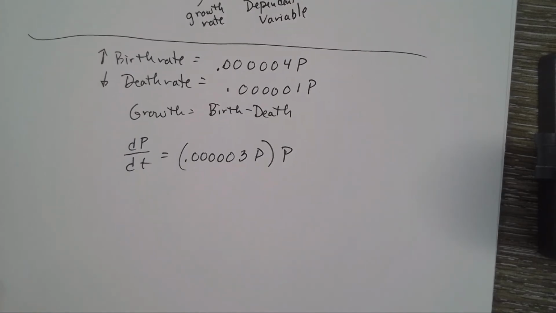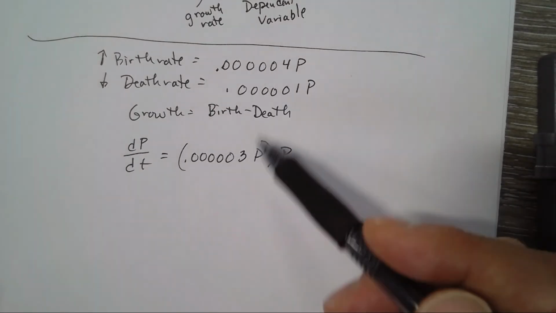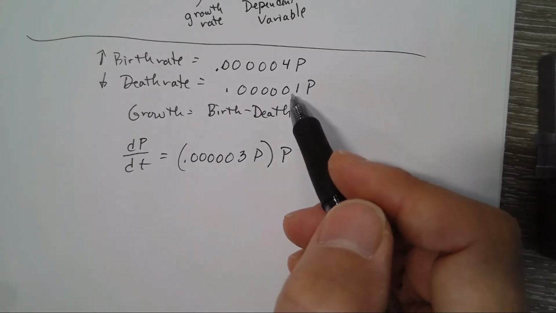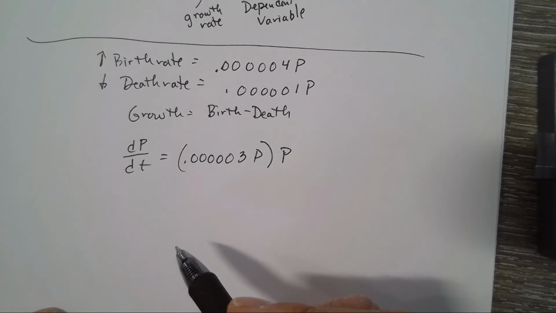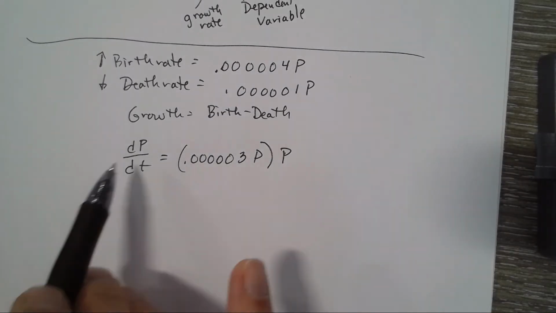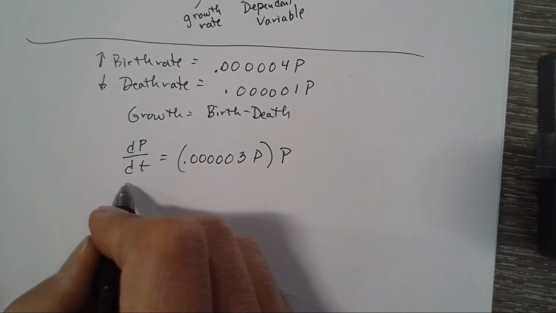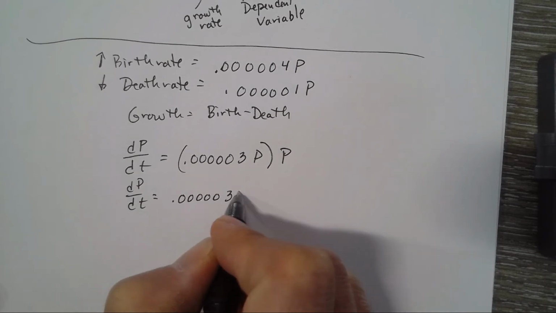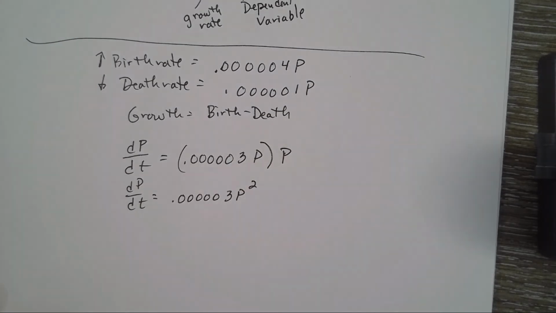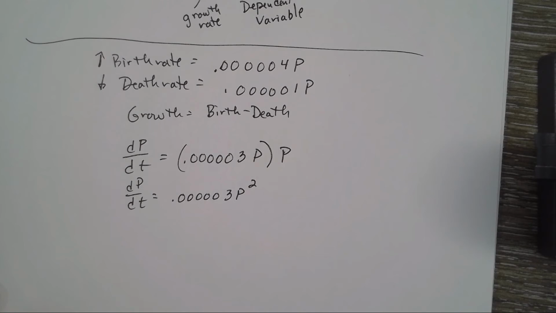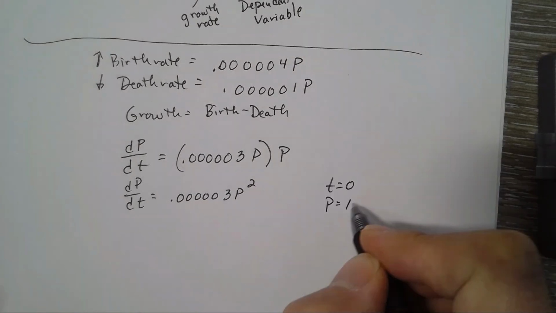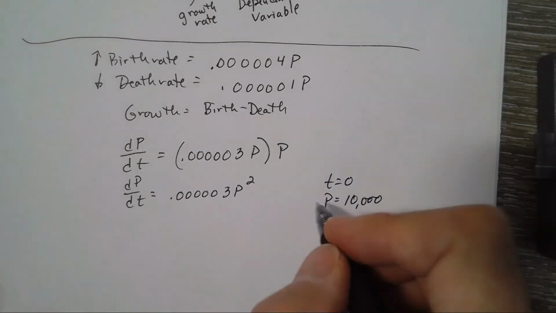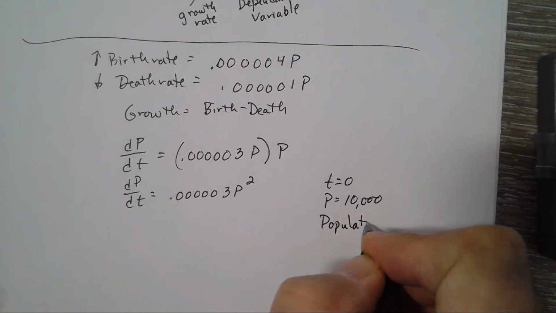So from this information, if we know our birth rate and death rate, and we know that the population of this city is changing exponentially, then we can say dp dt equals 0.000003 p squared. Okay, so there's our differential equation. Let's give ourselves initial values. Let's say the current population is 10,000 people, and we want to know the population in 20 years.